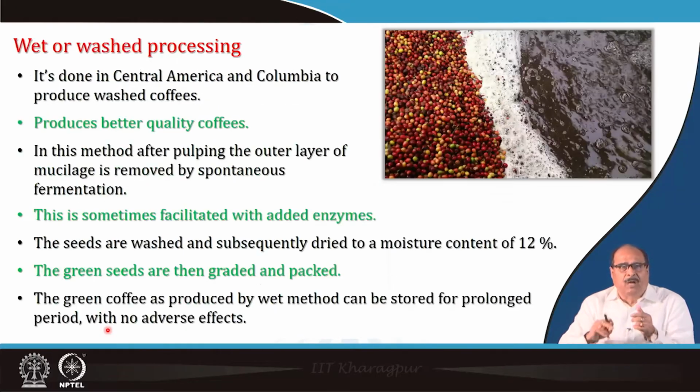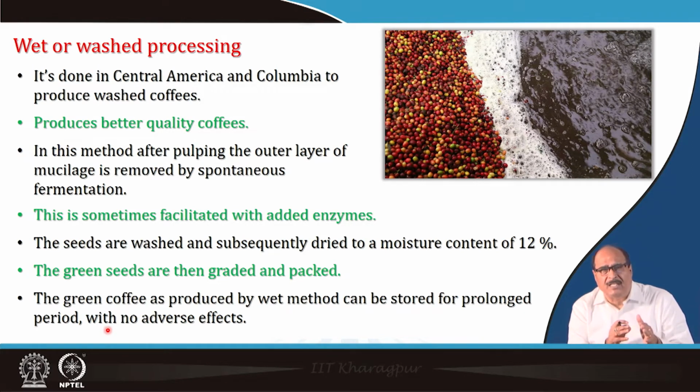or native coffee. Then the wet or washed coffee process is done mainly in Central America and Colombia to produce washed coffee. It produces better quality beans. In this method, after pulping, the outer layer of the mucilage is removed by spontaneous fermentation. This is sometimes facilitated by added enzymes.